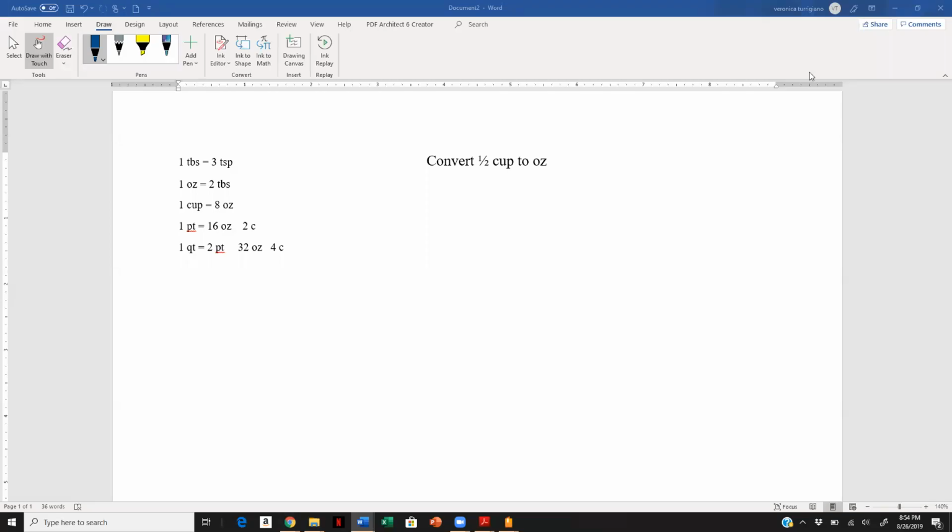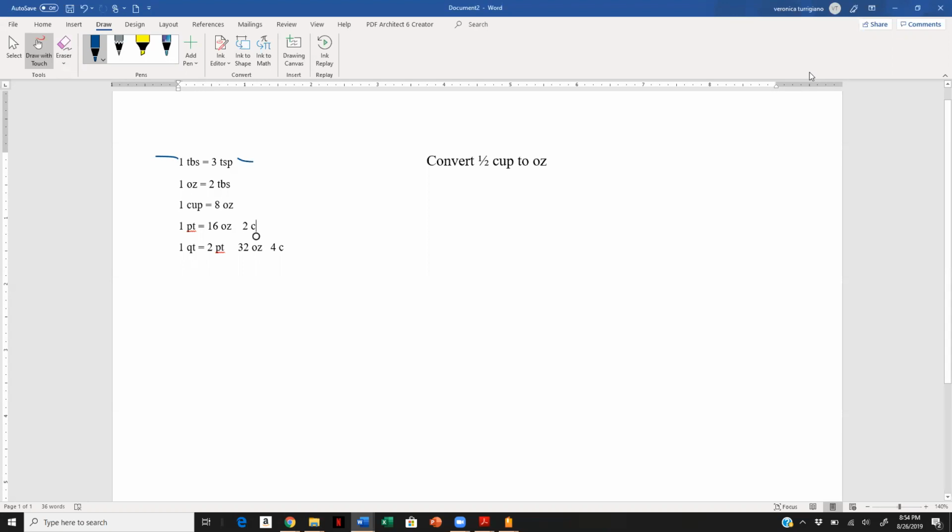We're going to look at converting within the household system, and we're going to be using dimensional analysis. Some things that you need to remember are conversion factors. A conversion factor just means that this equals that. So in other words, 1 tablespoon is equal to 3 teaspoons.